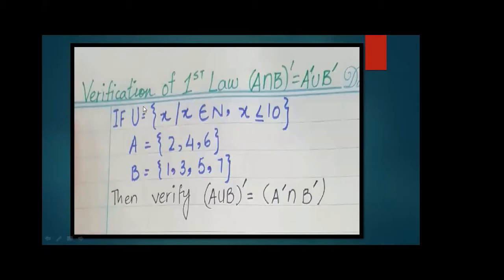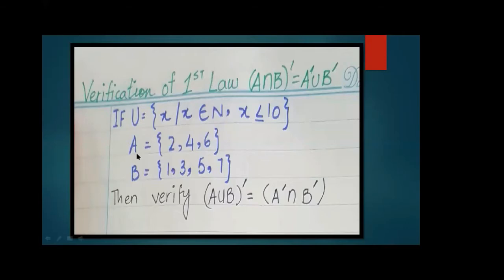Now, the verification of the first law, the first statement: (A union B) complement is equal to A complement intersection B complement. This is the first law of De Morgan's law. The universal set is x such that x belongs to natural numbers, comma, x is less than or equal to 10. This is set builder notation. So first you will convert this set builder notation into tabular form, and then you will start the solution.